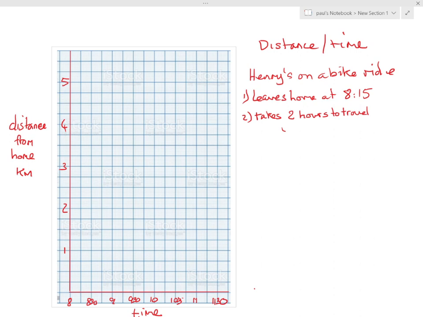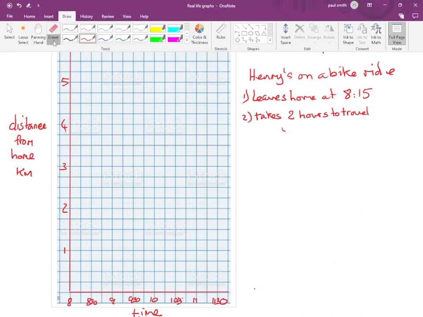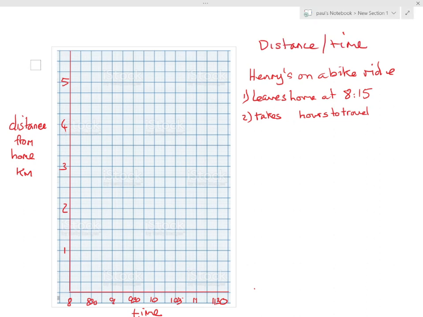I can't. Hang on. It's a bit too long, that is. I think we better just take 1 hour for this part. It takes 1 hour to travel 2 kilometers. I know it's very slow.